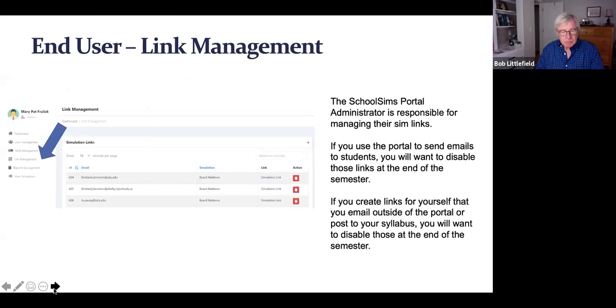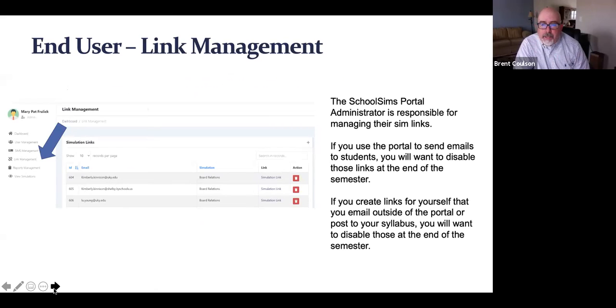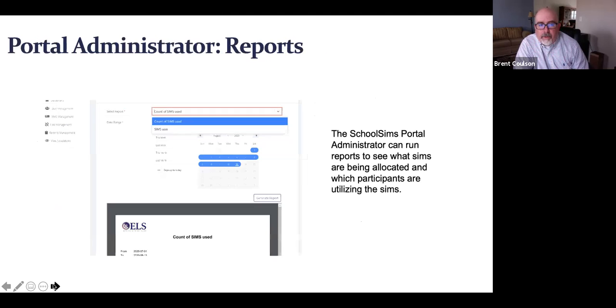At any point when the sim link is no longer needed, if you get to the end of a session or for whatever reason you no longer need to have the link available, on the link management page you'll see a list of all the email addresses and the links that we sent. You can simply click the red trash can icon on the right to disable the link, and that would discontinue the access on that.